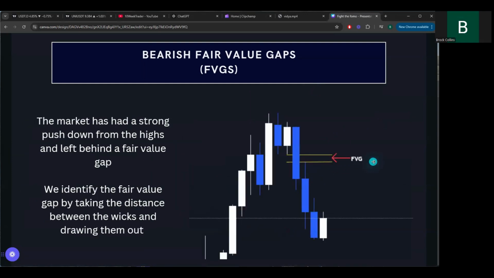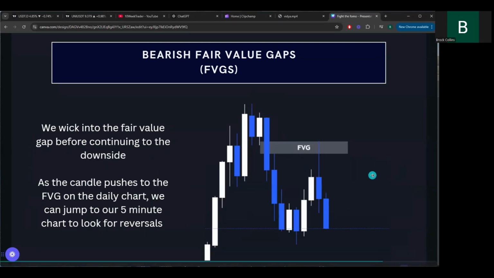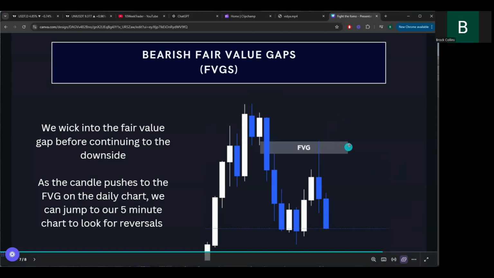So the market's had a strong push from the highs and left behind a fair value gap above. So you can identify the fair value gap by taking the distance between these 2 wicks, and we'll draw it out. We're anticipating the market to trade back into this fair value gap before continuing. So we wick into the fair value gap before continuing to the downside. As the candle pushes to the fair value gap on the daily, we can jump to our 5-minute chart to look for reversals. I'm about to show you how to do that.